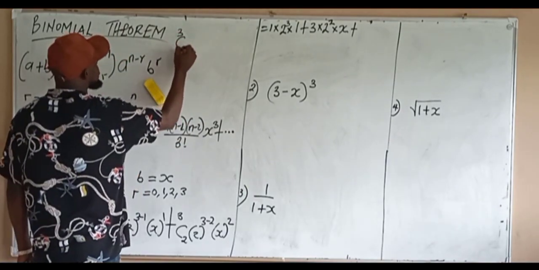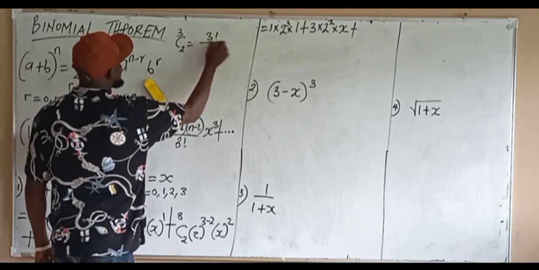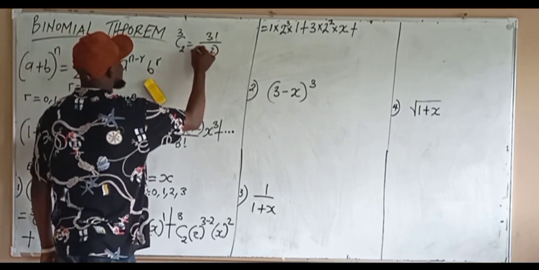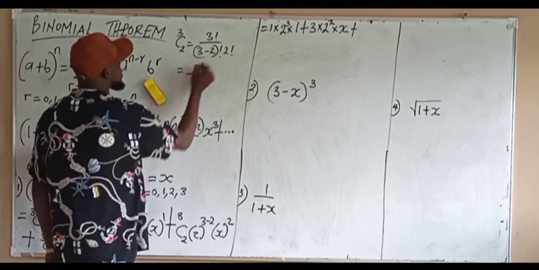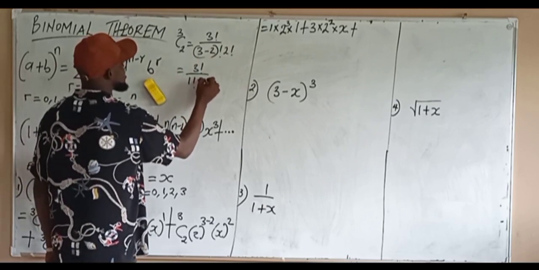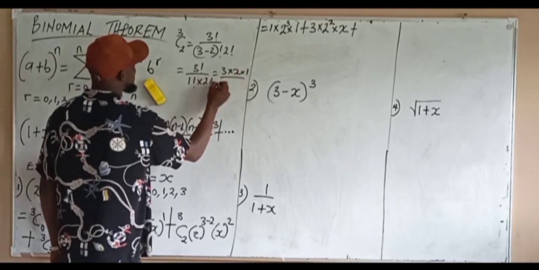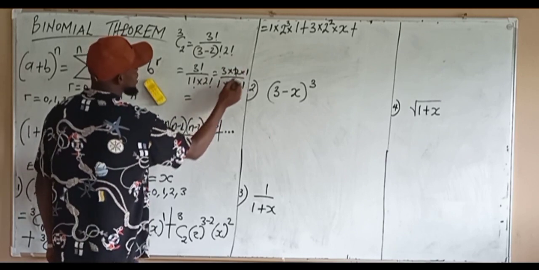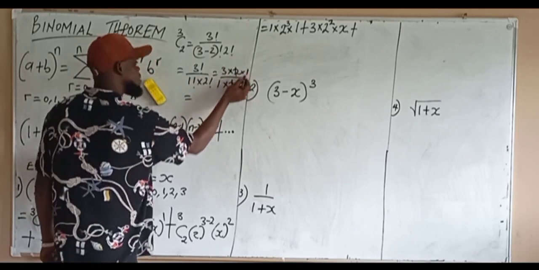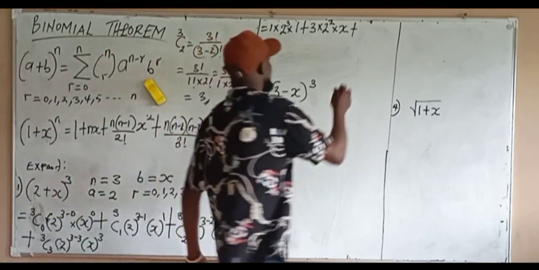3 combination 2 will be equal to, from the combination class, 3 factorial over 3 minus 2 factorial times 2 factorial. That will be 3 factorial over, 3 minus 2 is what? 1 factorial times 2 factorial. That will be 3 times 2 times 1 over 1 factorial, which is 1, times 2 times 1, that is 2 factorial. 2 cancels 2. 1 times 1, 1. Then 3 times 1, 3, divided by 1, 3. So 3 combination 2 is 3.